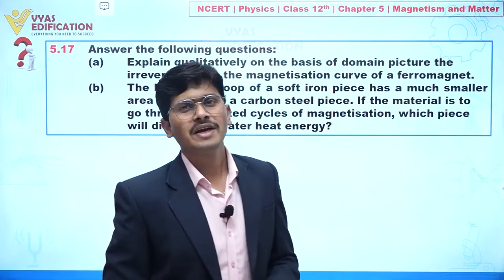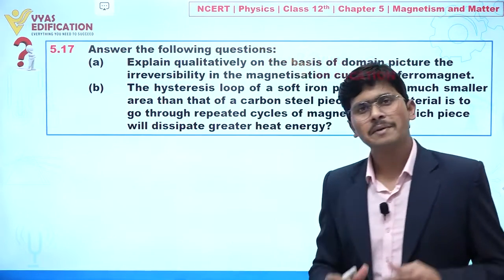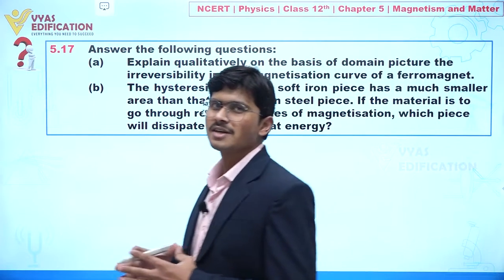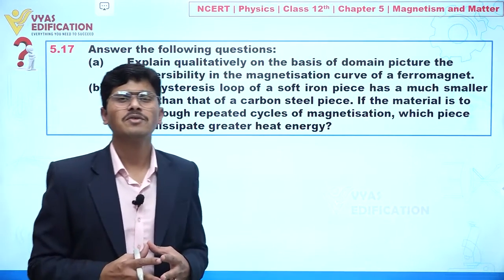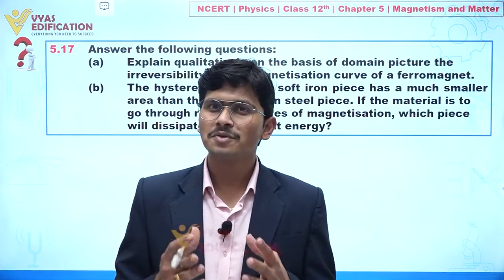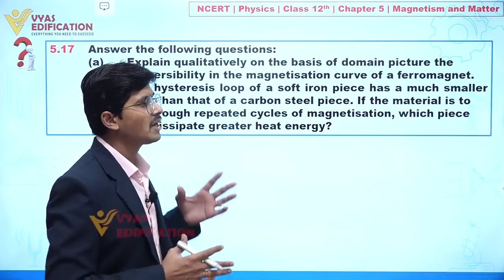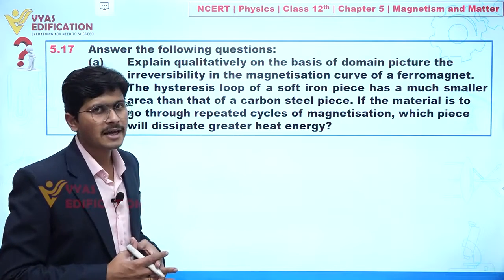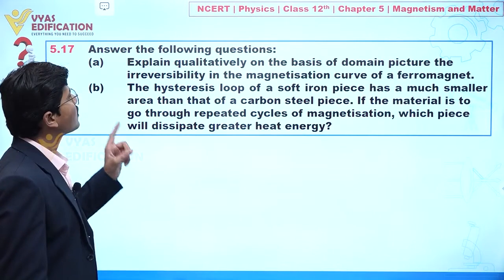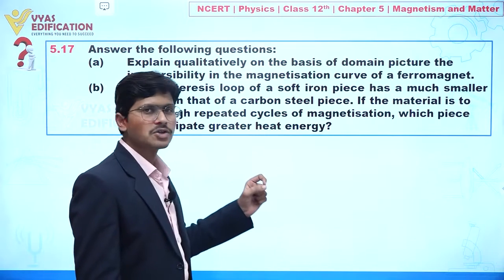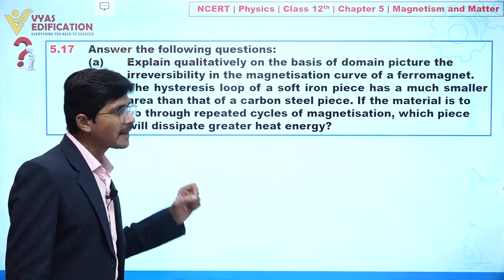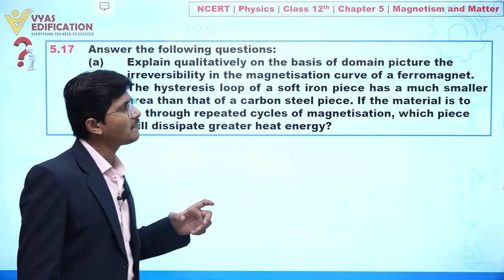So dear student, now we are going to discuss question number 5.17. This question has a total number of parts, and in each part they are asking some questions. So now we are going to discuss first part A. In part A, the question given is: Explain qualitatively on the basis of domain picture the irreversibility in the magnetization curve of a ferromagnet.